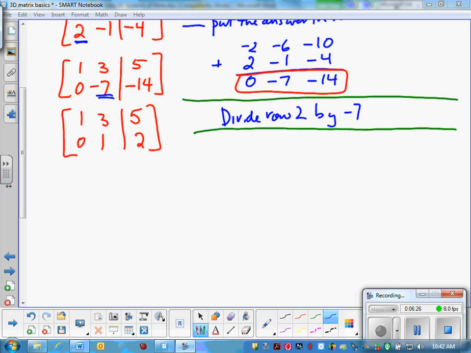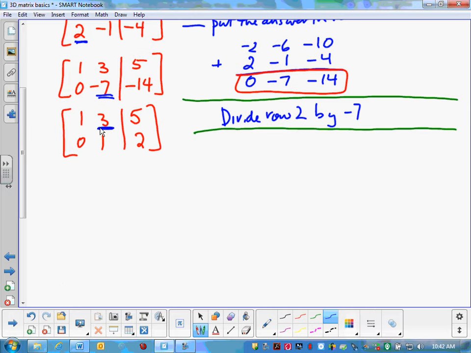One last thing we need to accomplish is to get a 0 in the spot where that 3 is. And to do that, to get a 0, we have to multiply and add. So what we're going to do is multiply row 2, so the second row, by, I've got a 1 there, and I want a -3 in this spot right here. So I'm going to multiply row 2 by -3. I'm going to add it to row 1.